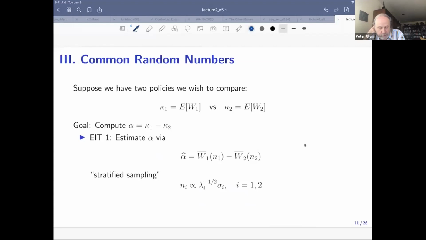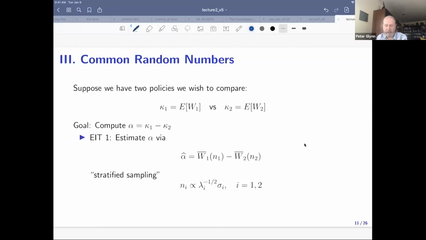All right, so let's turn now to another common variance reduction method. In fact, the method of common random numbers. And let's talk about how that would apply in the setting in which we have, for example, two policies that you want to compare. And policy number 1 gives rise to a random variable that I'll call W1. And policy number 2 gives rise to a random variable that I'll call W2.